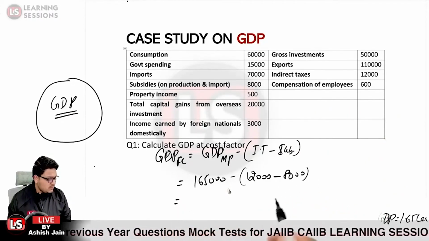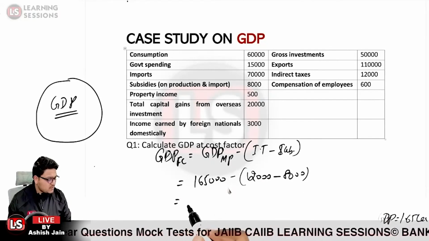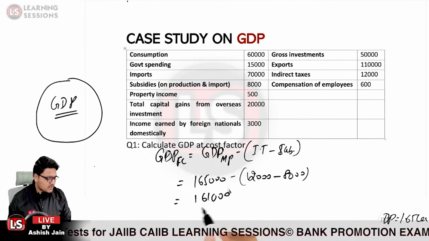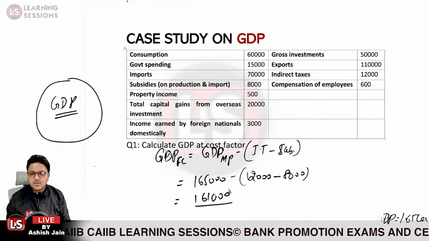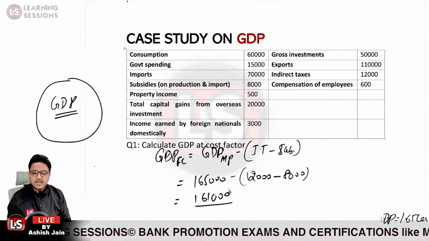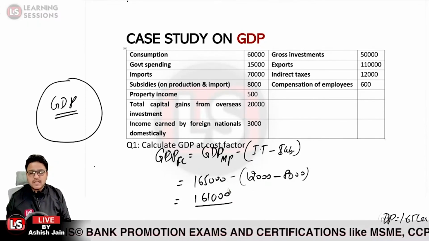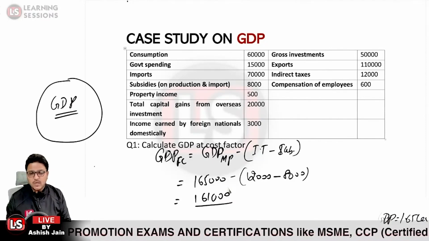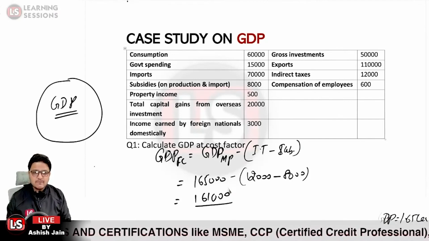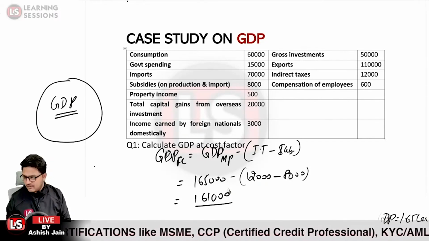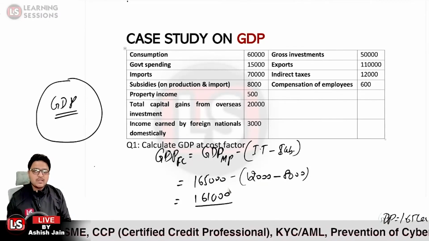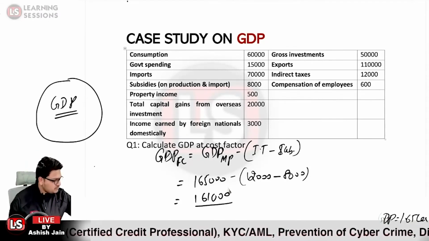So this is how it will be done. And further, 1,65,000 crores minus 4,000 crores, that is 1,61,000 crores. That is how we can calculate the GDP at the factor cost. That is GDP at the factor cost, that what was the cost that was related to it, that we subtracted the taxes and the subsidies that we had. Okay, so that is how we can calculate the GDP at the factor cost.